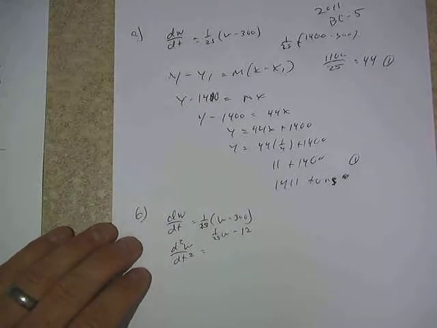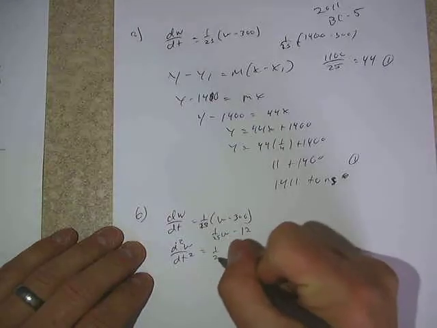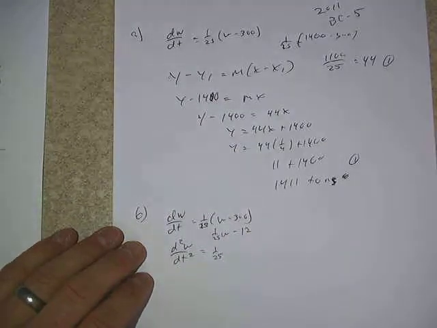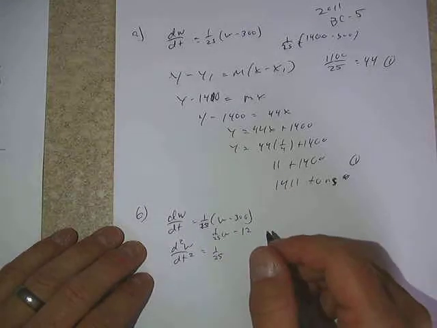All right. Keep in mind though that we're doing dW/dt, or d squared W dt squared, which is the second derivative with respect to t. So if we take the second derivative with respect to t, is it just going to be 1/25th?